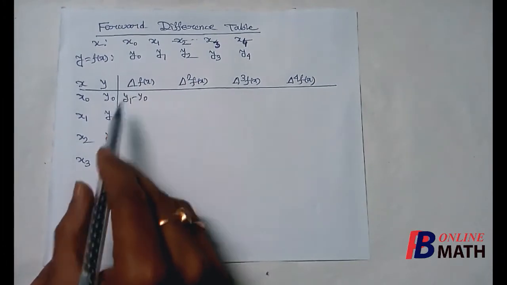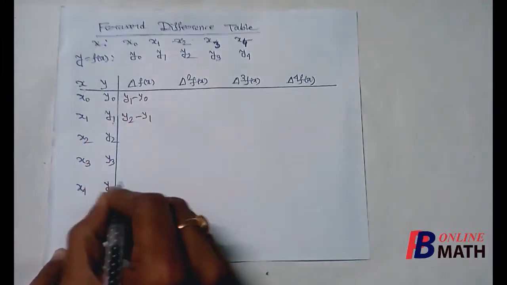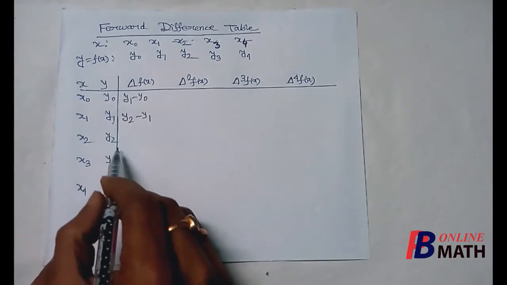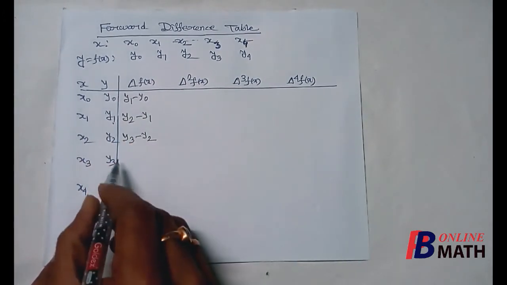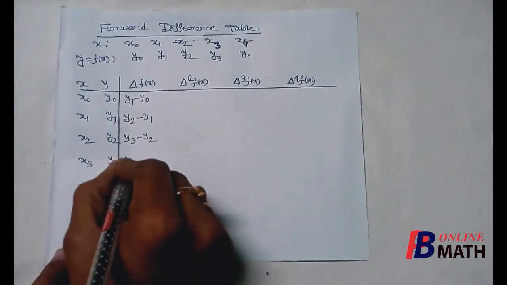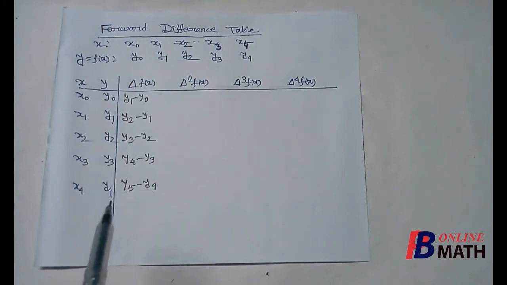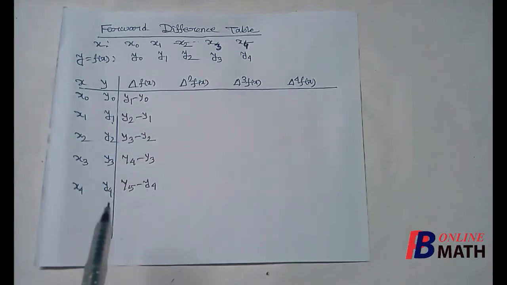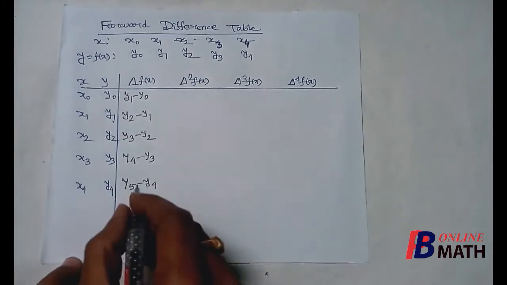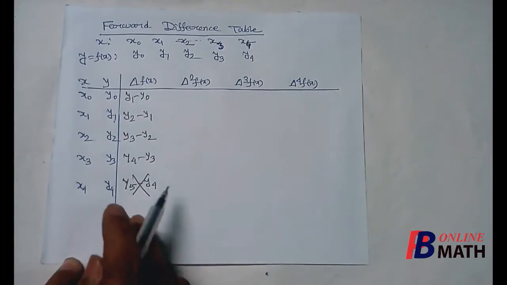Similarly, if we apply delta on y1, we shall get y2 minus y1. If we apply delta on y2, we get y3 minus y2. Similarly, if we apply delta on y3, we get y4 minus y3. Finally, if we apply delta on y4, it should be y5 minus y4, but y5 is not available because we have only 5 entries, y0 to y4. So y5 is not available, so this cannot be found. So delta on y4 cannot be found.